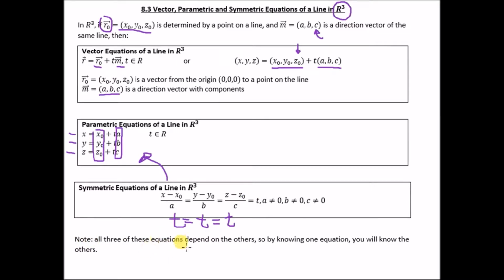So note that all three of these equations depend on the other ones. Okay, so by knowing one of these equations, you'll be able to know all of them. The vector, the parametric, and the symmetric.